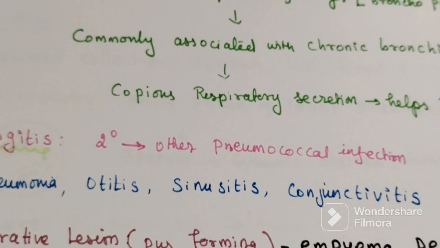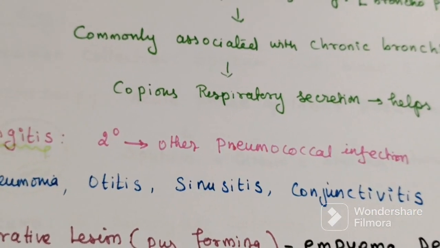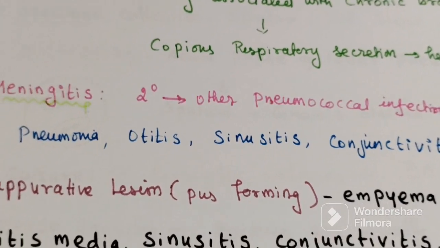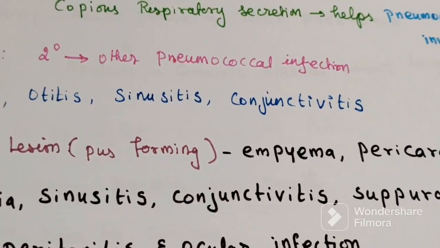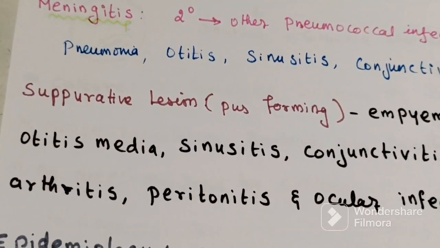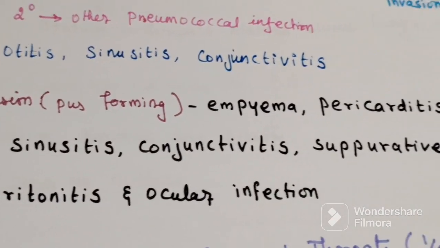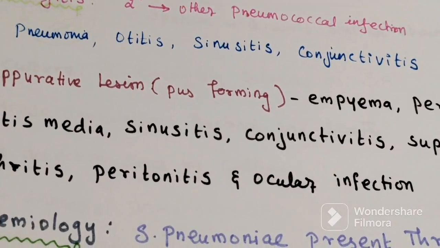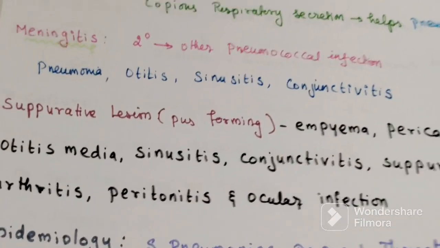Meningitis can occur secondary to other pneumococcal infections like pneumonia, otitis, sinusitis and conjunctivitis. Then suppurative lesions, that means pus formation. It includes empyema, pericarditis, otitis media, sinusitis, conjunctivitis, suppurative arthritis, peritonitis and ocular infection.